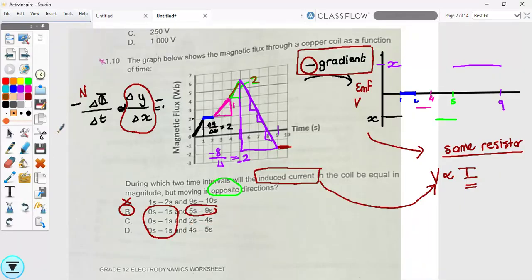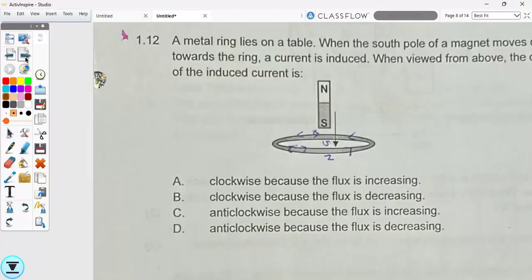Okay. Are you happy with this one now? Okay. Look out for these. They do like asking them. It's always the negative of the gradient.